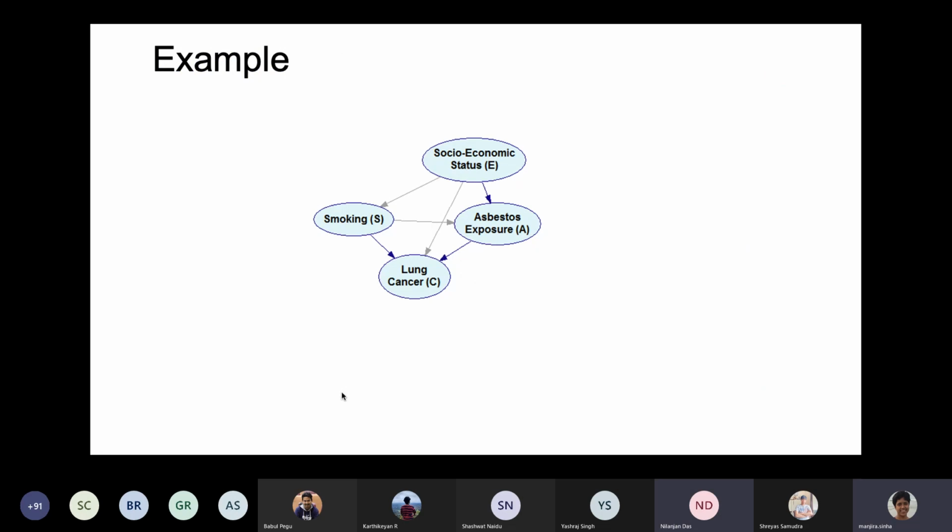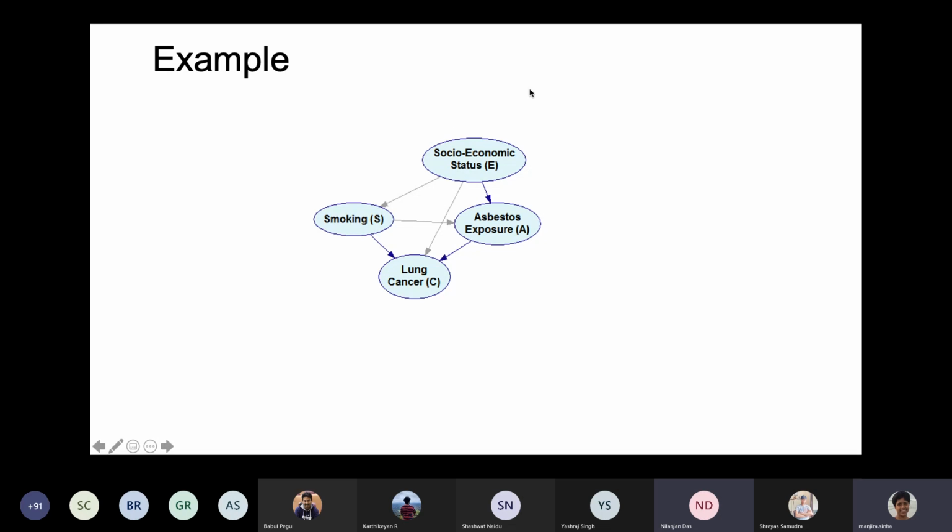Okay. So now we will see how we can actually work with this type of network. Now let us see an example. Suppose we know that lung cancer is dependent on factors like smoking and asbestos exposure. Now, we also know that smoking and asbestos exposure both have some relationship or dependency on the socioeconomic status of the person who is having lung cancer. Okay, so my Bayesian network can look like this.